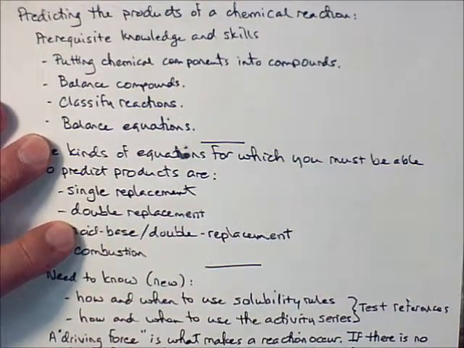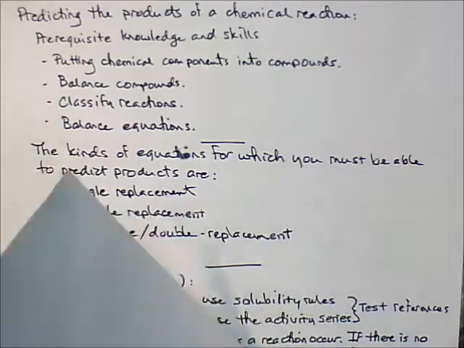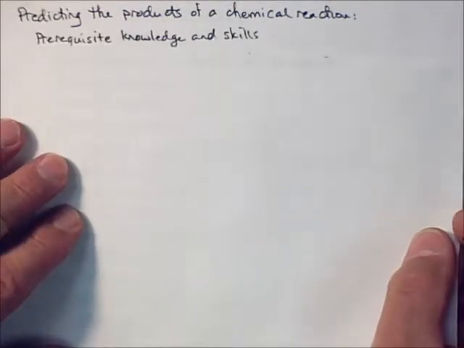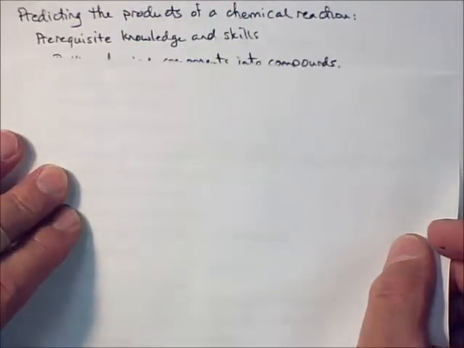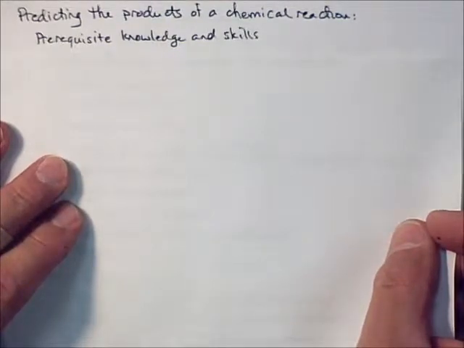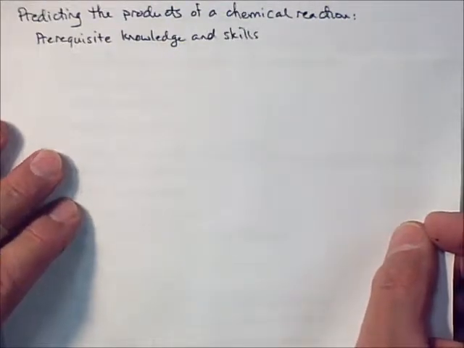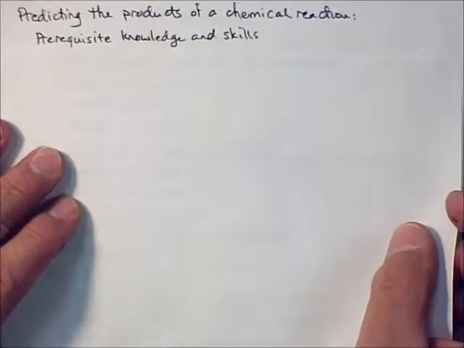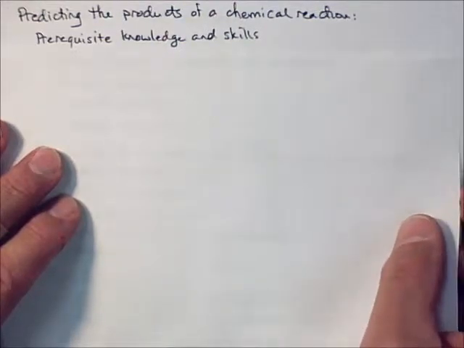Okay, we're going to talk about now predicting the products of a chemical reaction. Some prerequisite things you need to know. These are things we learned in previous units or sometimes even in physical science in the 9th grade if you're taking chemistry in a high school in this state anyway.